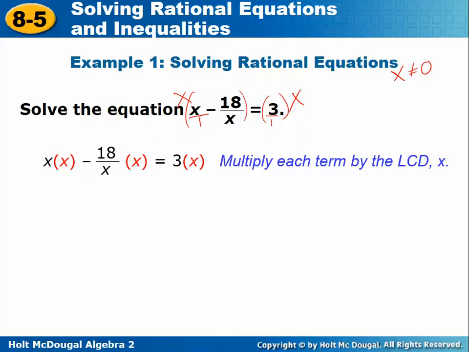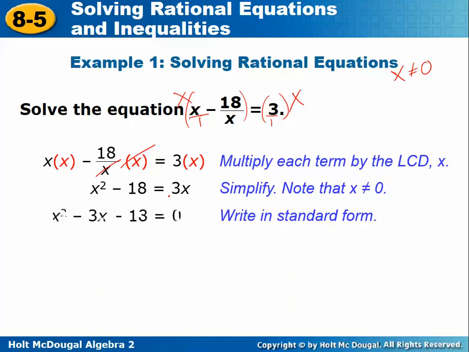And then we simplify. These x's cancel, so I won't have x in the denominator. x times x is x squared. So we have x squared minus 18 equals 3x. Now you can set this equal to 0 and see if it'll factor.